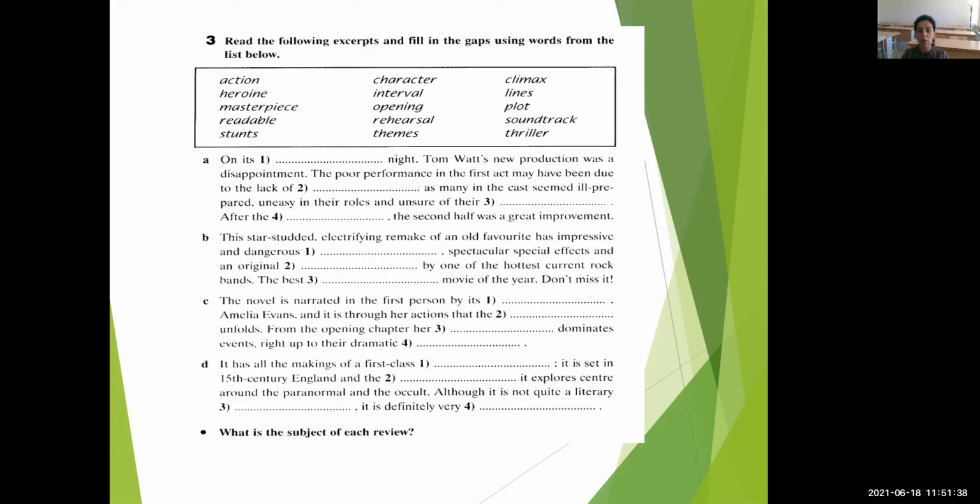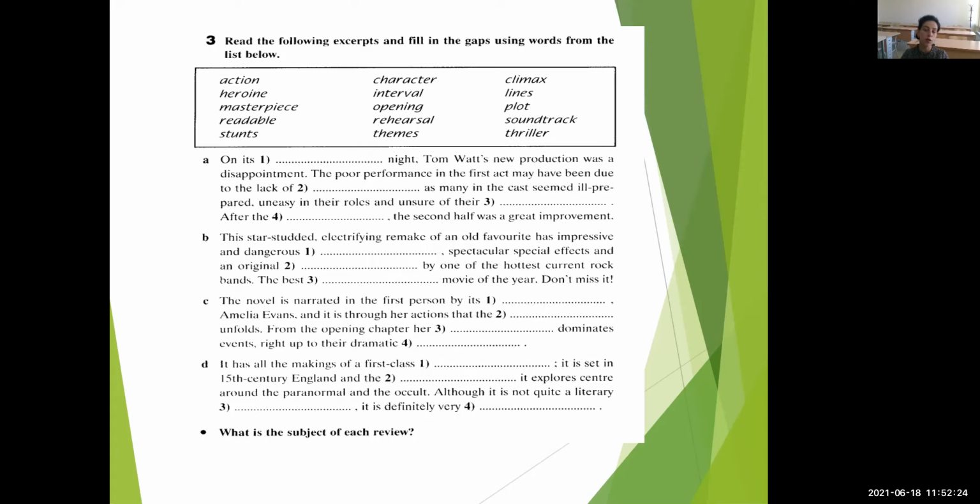C1. The novel is narrated in the first person by its, you have to complete it, Amelia Evans, and it is through her actions that the plot unfolds. From the opening chapter, her character dominates events right up to their dramatic climax. D1. It has all the makings of a first class something. It is set in 15th century England in something that you have to choose from the box. It explores, centers on and around the paranormal and the occult. Although it is not quite a literary something, it is definitely a very something. So you have to choose what it is, A, B, C, D.